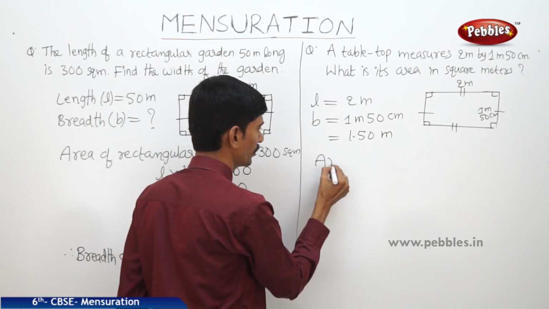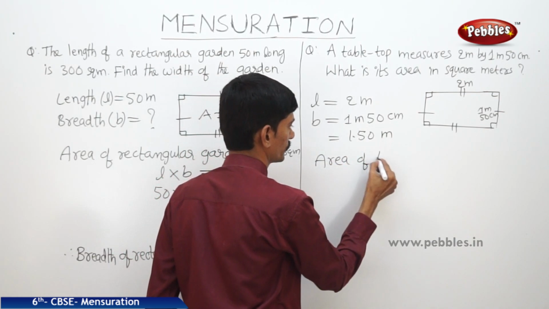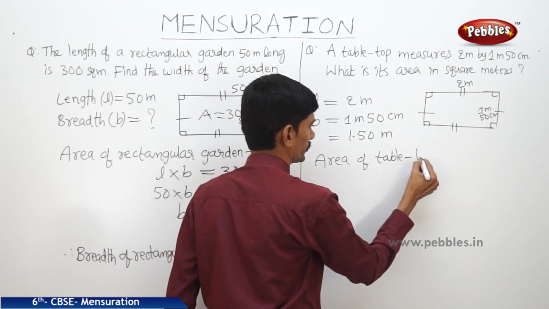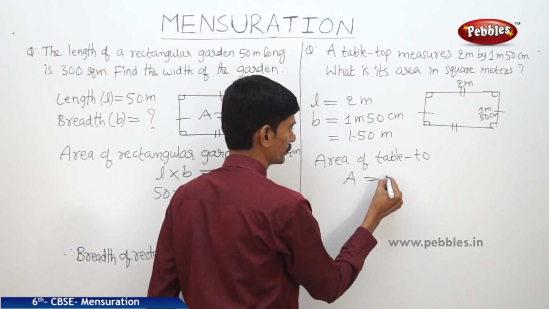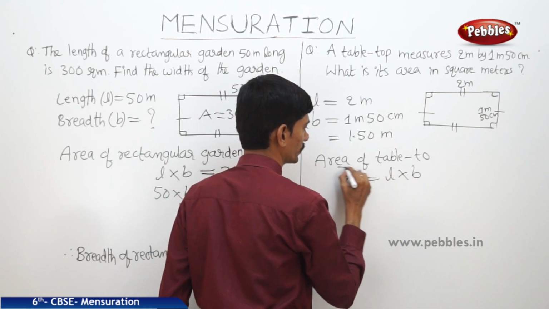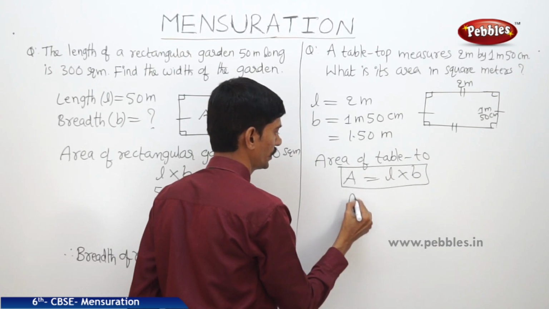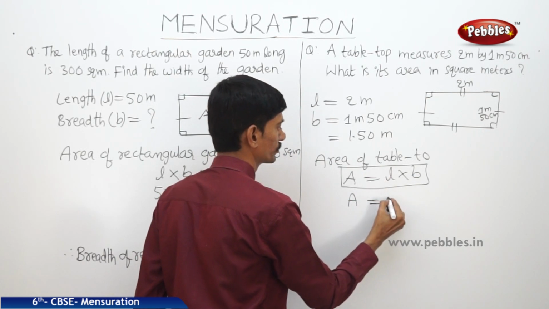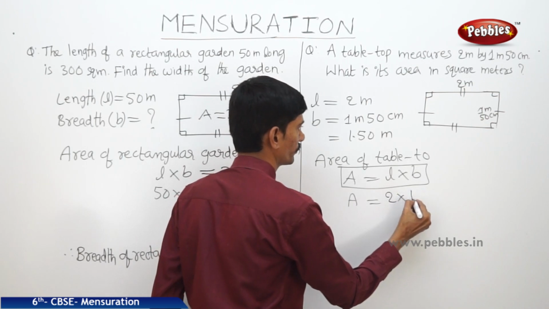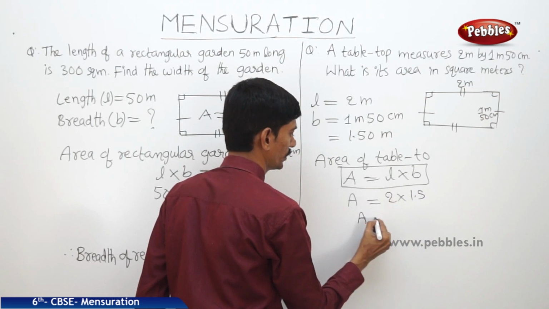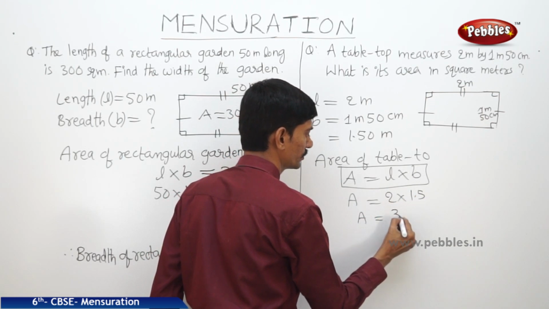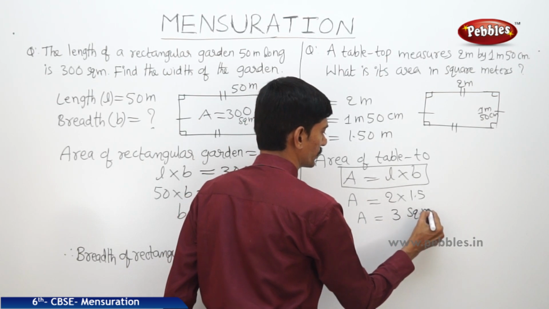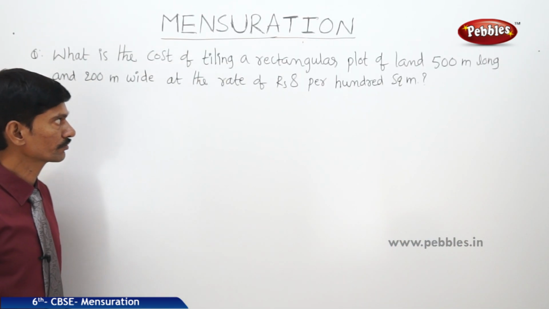Now the area of the tabletop, A equals length into breadth. So then A equals length is 2 into breadth is 1.5. So then A equals 2 into 1.5, which is 3 square meters. Now let us see the next question.